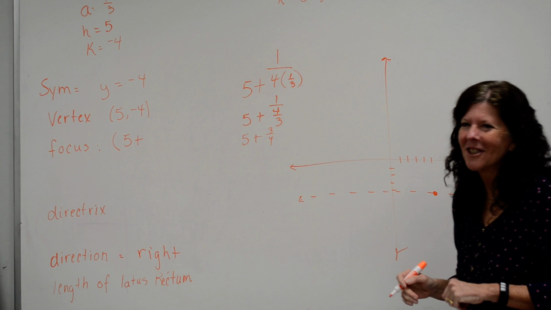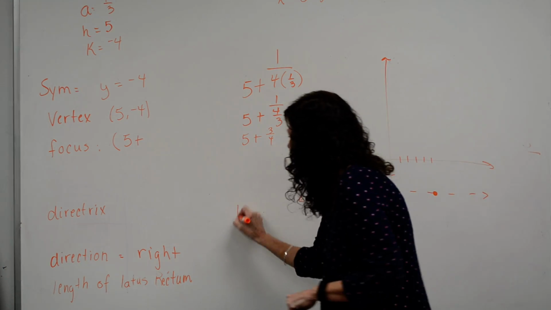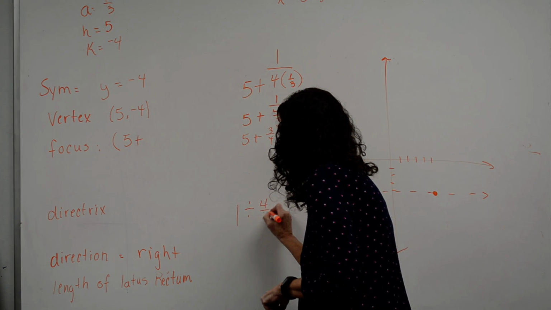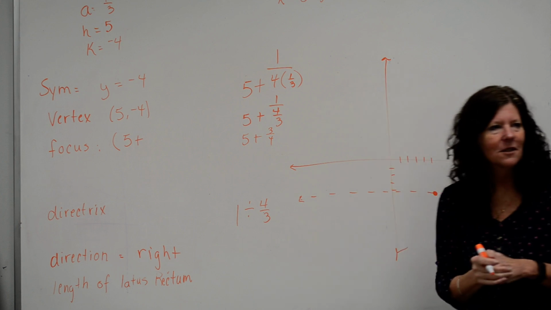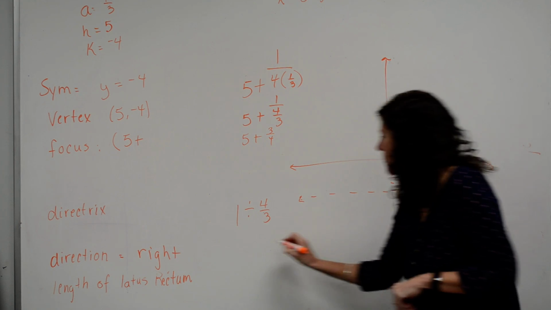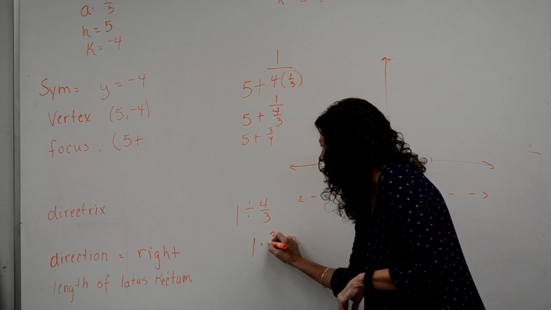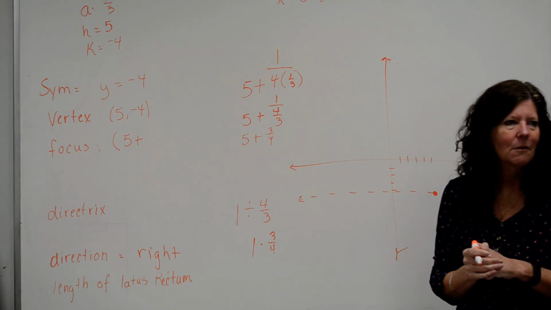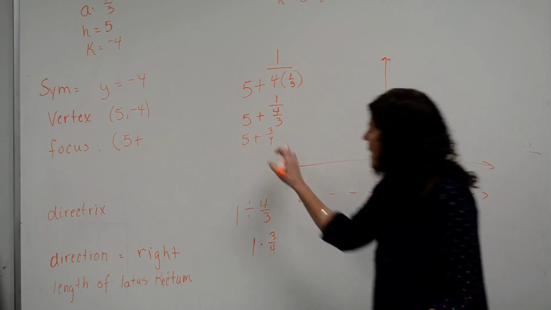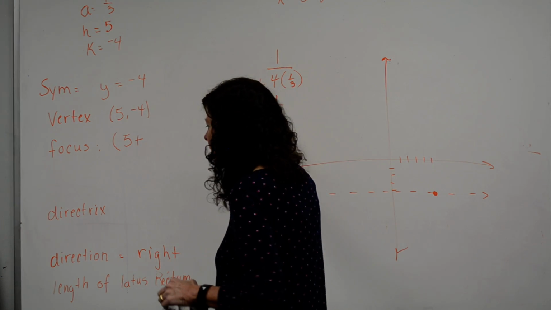Okay. I lost you, didn't I? Okay. 1 divided by 4/3. What's the rule for division of fractions? You invert and multiply. So 1 times 3 over 4. What's 1 times 3 over 4? 3/4.